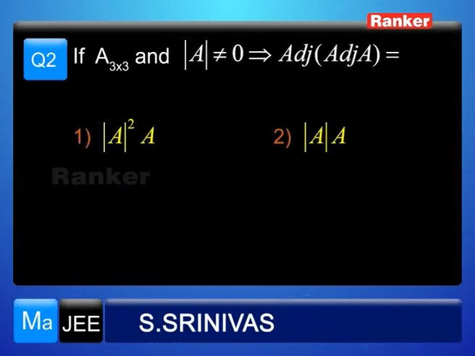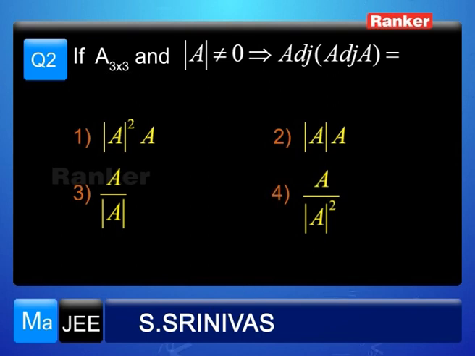If A is a 3 by 3 matrix and determinant of A is not equal to 0, adjoint of A is equal to det A square into A, first option, det A into A, third option being A by determinant of A, fourth option being A by determinant of A square.